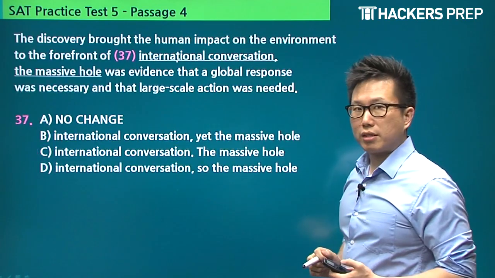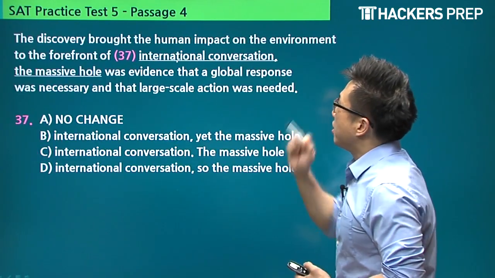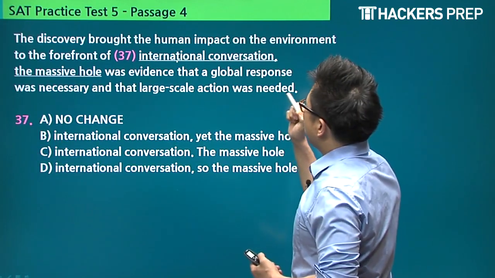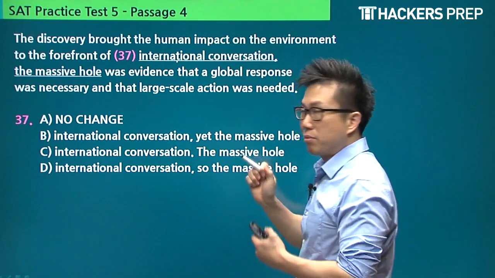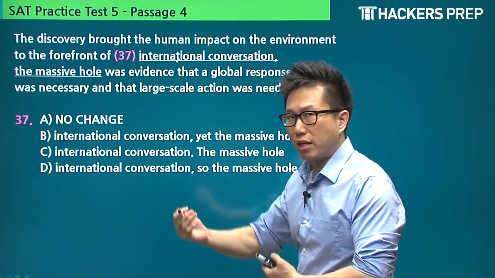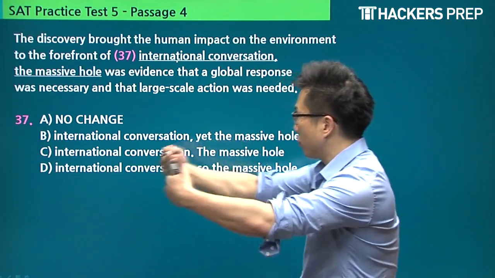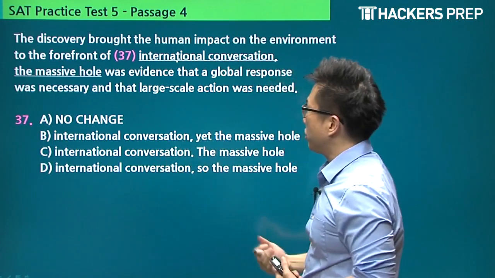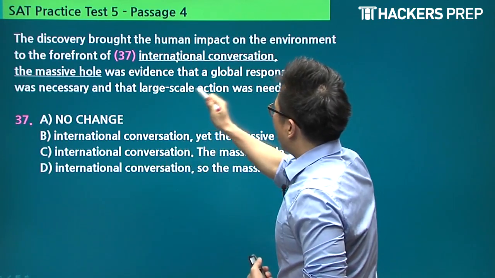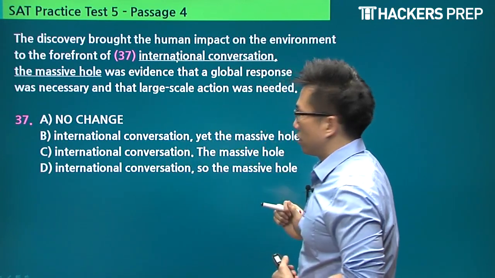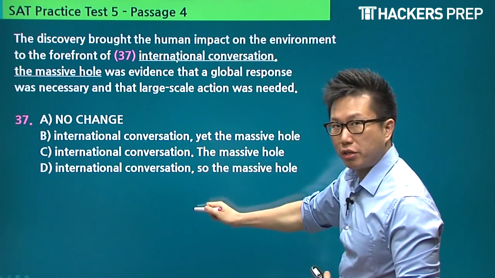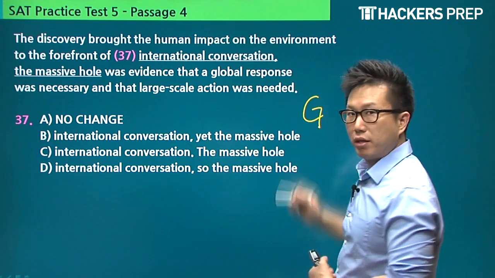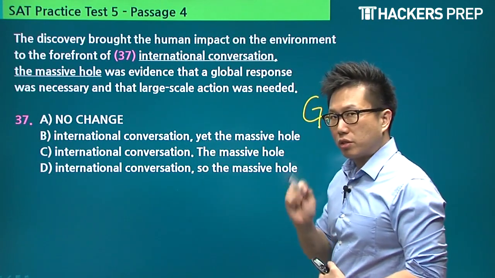Now look at the next problem, 37. The discovery brought the human impact on the environment to the forefront of international conversation. So as I mentioned before, it became a very important topic to talk about, right? To the forefront, it brought it to the front of a conversation. And you have the massive hole was evidence that a global response was necessary. Now, if you look at the answer choices here, there are differences in punctuation, so this is a grammar question. Let's consider the original sentence.